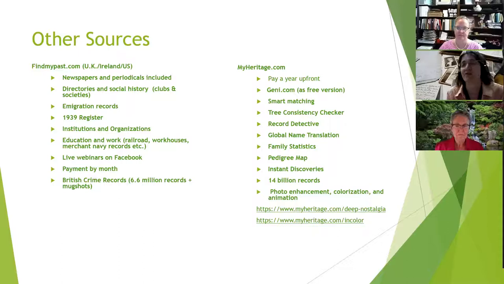They also have institutions and organizational records. They have education and work records such as railroads, workhouses, merchant navy records, and so on. They have live webinars on Facebook, so they give some really nice videos on there. Payment is by month. They recently added British crime records, and that consists of 6.6 million records plus mugshots. So that's pretty cool. And then we have MyHeritage.